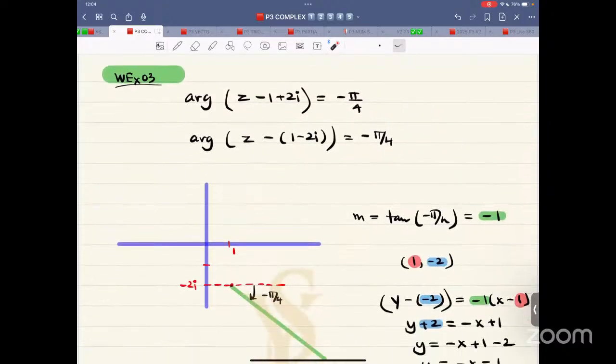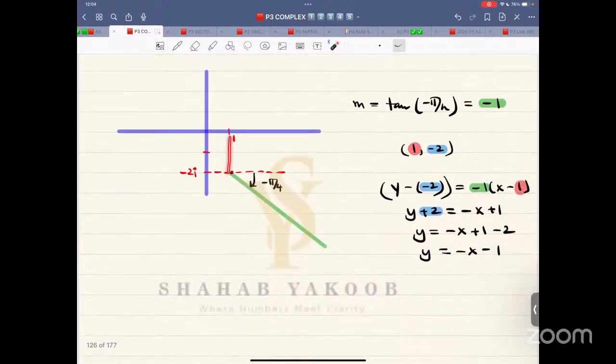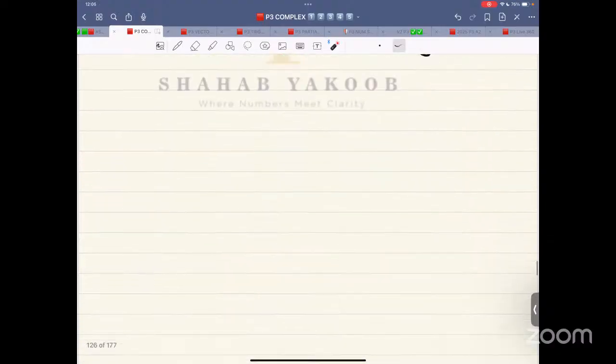Something like this. Argument of (z minus 1 plus 2i), minus adjustment is a must. So now the center is (1, negative 2). The angle is negative pi by 4 going like this. Again, the gradient is negative. These are the coordinates. y minus y1 is equal to m(x minus x1). Final answer in the form y is equal to mx plus c.